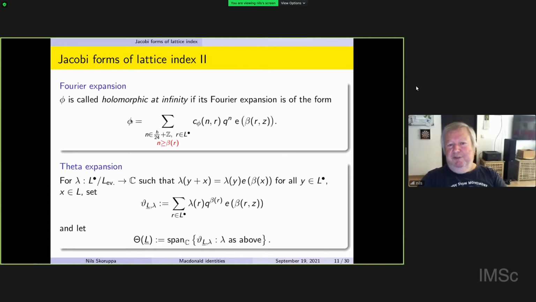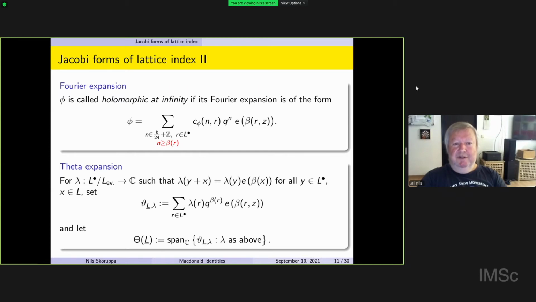It has a Fourier expansion of this kind. So some Fourier coefficients and this e to the 2 pi i tau n, and then this e to the beta r z. So that is what we anyway have. And indeed, this r runs here in this L dot, the shadow of L. In general, if L is an odd lattice; otherwise, of course, it's a dual lattice.